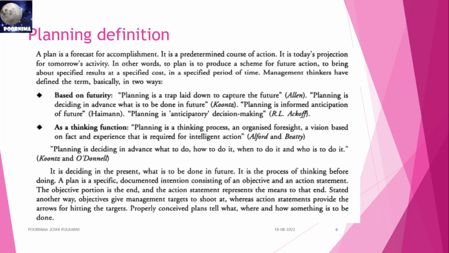Management thinkers have defined the term basically in two ways, based on futurity as a thinking function. The first one is based on futurity. Planning is the trap laid down to capture the future. Allen said this. Planning is deciding in advance what is to be done in future. Koontz said this. Planning is informed anticipation of the future, guessing what may happen in the future. Hyman said this. Planning is anticipatory decision making. R.L. Hoff said this.